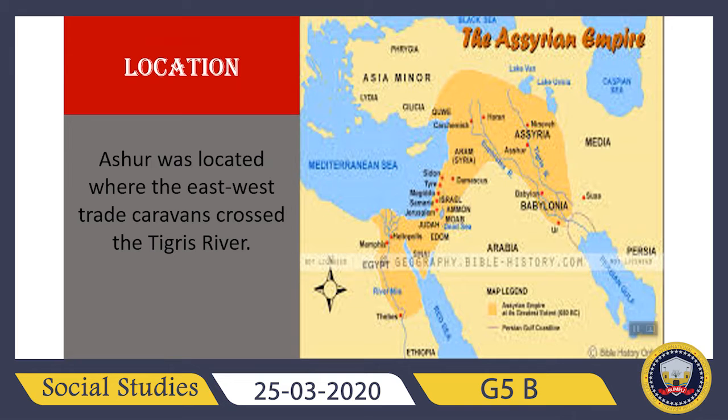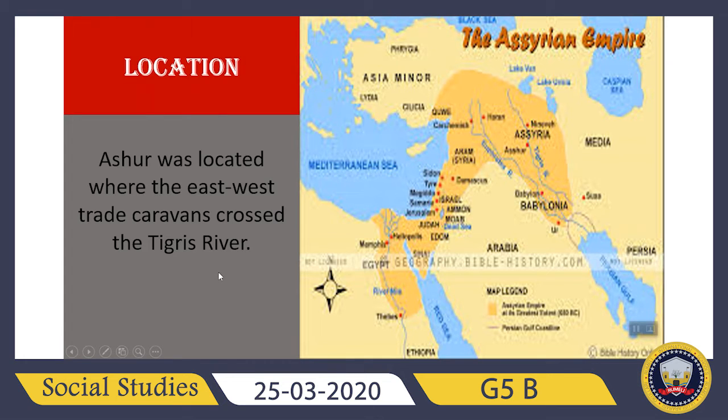Then we will learn about its location. Where was it located? Ushur was the name of a city, and Ushur was located where the east-west trade caravans crossed the Tigris River. When you open your books, you will find a clear map, and you can see the location of the Tigris River and Arabian Gulf. The map in your book is clearer than the map I pasted here.